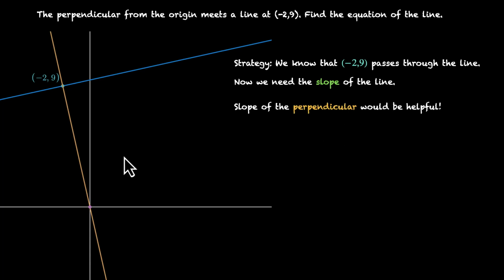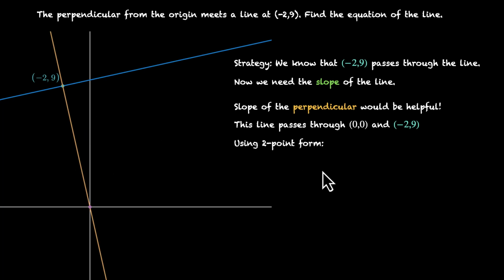Well, for that, the slope of this perpendicular would be helpful because perpendicular lines have related slopes. If we know the slope of this yellow line, we can figure out the slope of this blue line. So let's figure out the slope of this perpendicular. This line passes through these 2 points, 0, 0 and -2, 9. So we have 2 points. We can figure out the slope of this line. Let's go ahead and figure out the equation of this line as well.